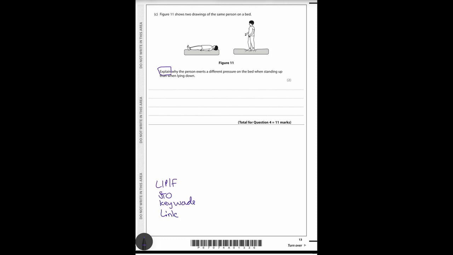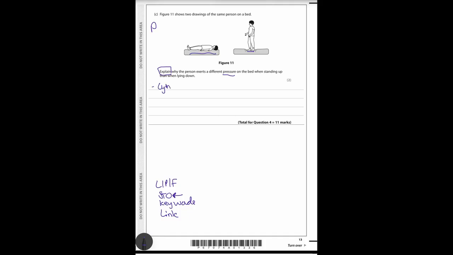So is there a formula? Well, what do I need a formula for? It says explain why exerts a different pressure. So is there a formula with pressure in there? And then it says when standing up compared to lying down. Now they've actually made this even easier for me by drawing the pictures because I can see the difference between lying down and standing up. What's the obvious difference, the state the obvious that they're trying to make me say? So even if I don't know the law, principle, formula, what's the obvious thing that I can say from that?